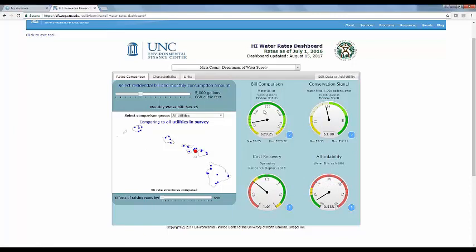So, do we have any questions so far about the dashboard? Yeah, so we had a question that came in, which you answered one way of dealing with this, but will the dashboard be updated if, for example, rates change?